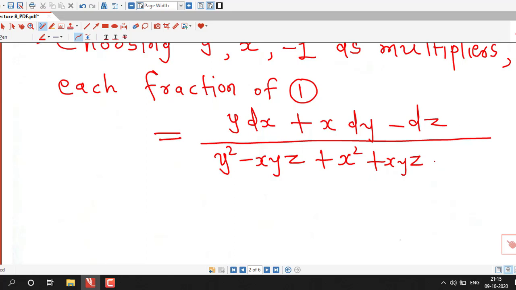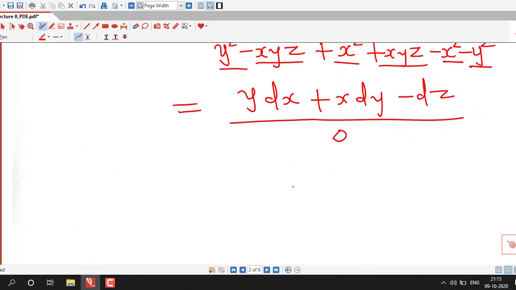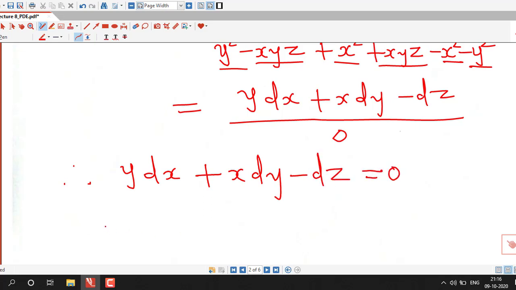And the last fraction is x square plus y square, which is multiplied with minus 1, so we obtain minus x square minus y square. So we can see x square minus x square is 0, y square minus y square is 0, and xyz minus xyz is 0. So we obtain 0 in the denominator. So this is equal to y dx plus x dy minus dz divided by 0. So this implies y dx plus x dy minus dz is 0.